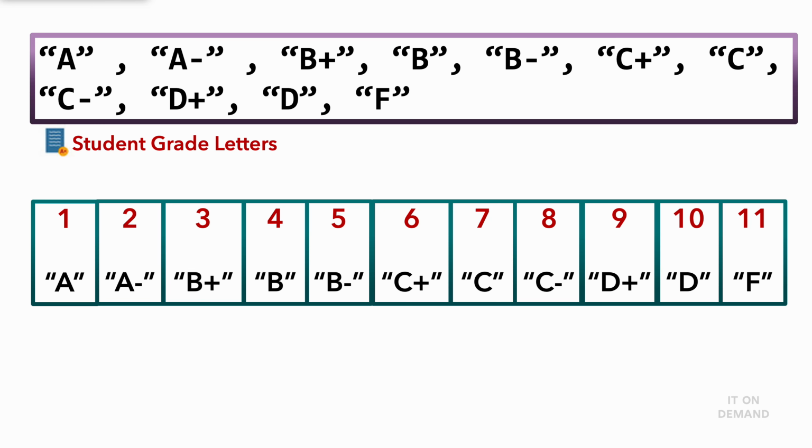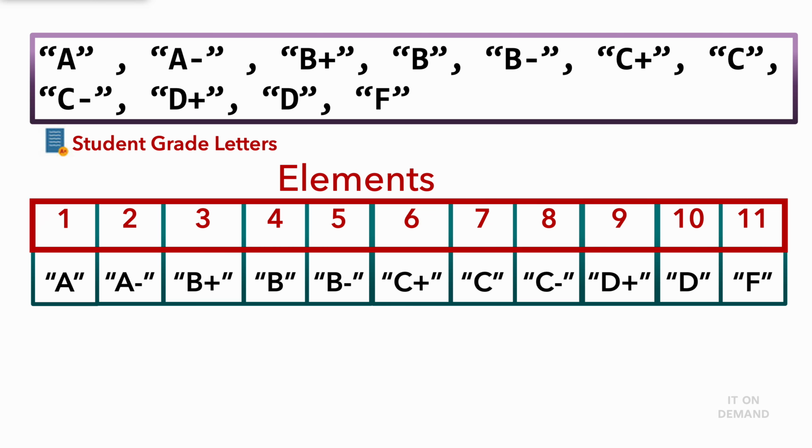Now let's look at this example. For the elements, we start numbering at 1, and we walk all the way through to the end of that array. And so in this case, we have 1, 2, 3, 4, all through to 11. The number there is what we refer to as elements.